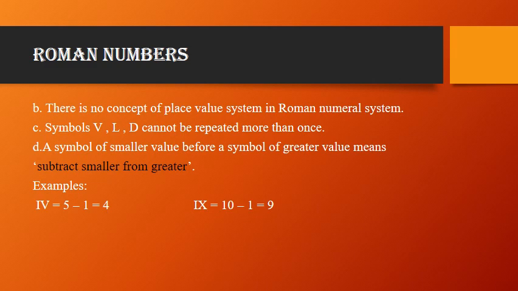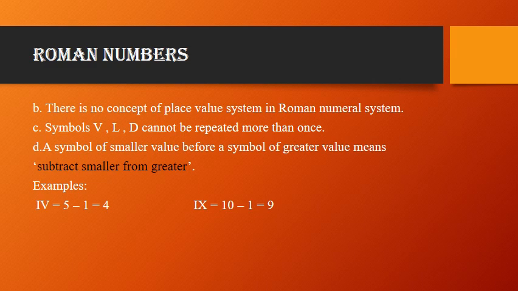Now, children, comes the second rule, that is B. There is no concept of a place value system in the Roman numeral system. Children, generally we study ones, tens, hundreds. So there is no place value system in Roman numerals. The next rule, that is C, children. Symbols V, L, D cannot be repeated more than once.